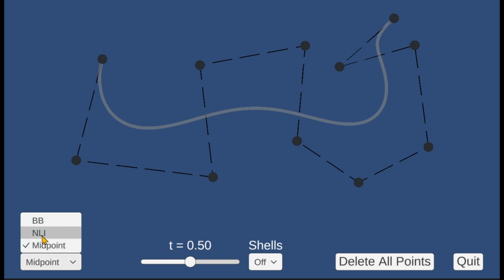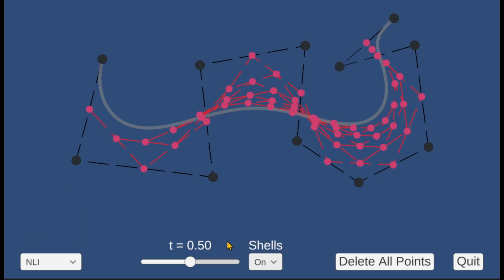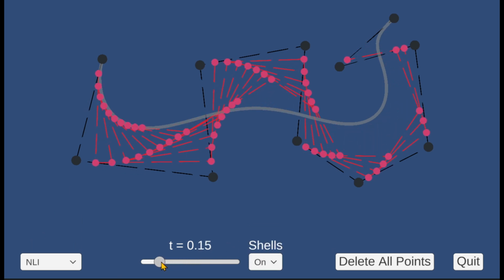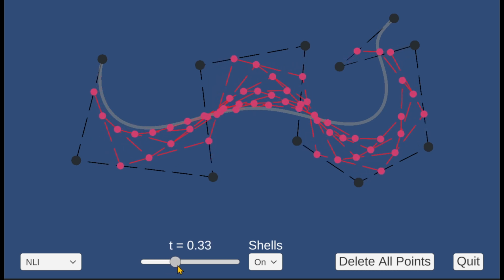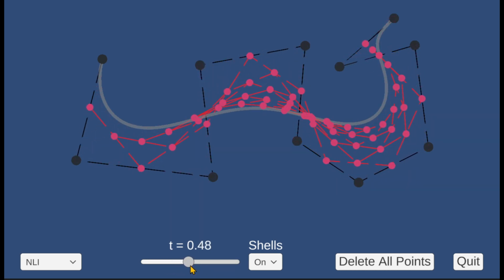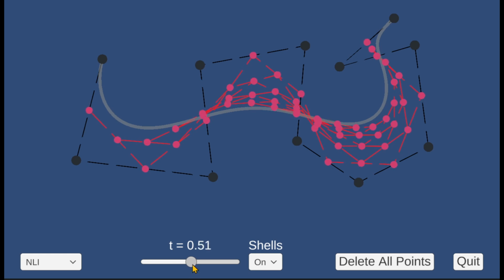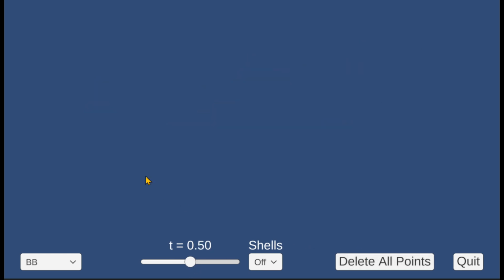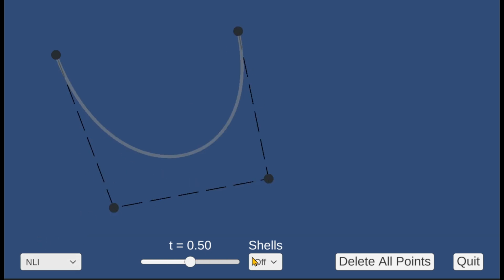NLI changes, though, to now show shells that indicate how each point on the curve is found. The NLI algorithm makes use of a t-value that determines where in between each connecting point the subdivision lies. For example, a t-value of 0.5 shows the midpoint of each subdivision. Like the previous project, these three methods generate very similar curves.